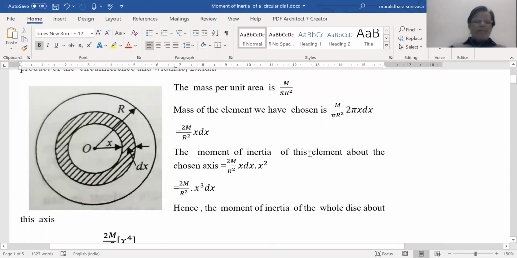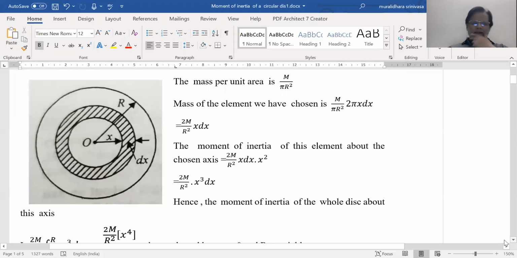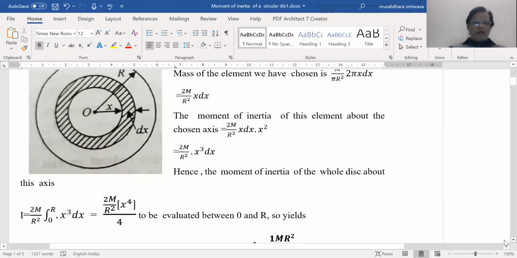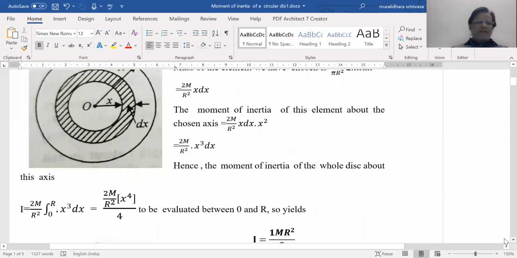Pi cancels out. The moment of inertia of this portion about the chosen axis is obtained by taking this entire mass, 2m by r squared x dx, and multiplying by the distance from the axis, which is x squared. So 2m by r squared into x cubed dx. This is the moment of inertia of the chosen portion about an axis passing perpendicular to the plane and through the center.